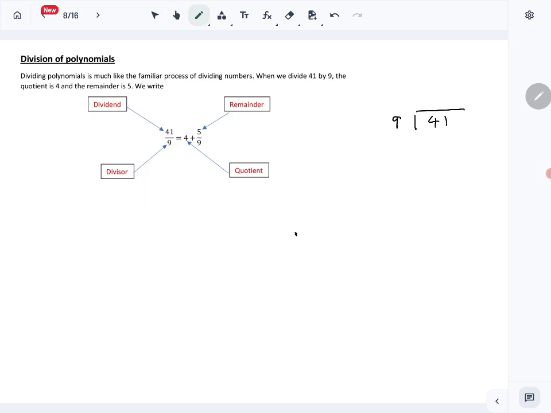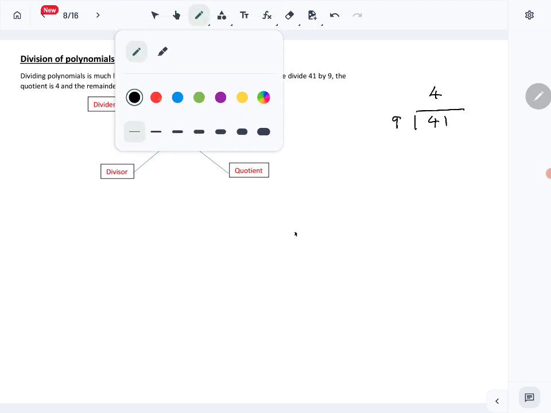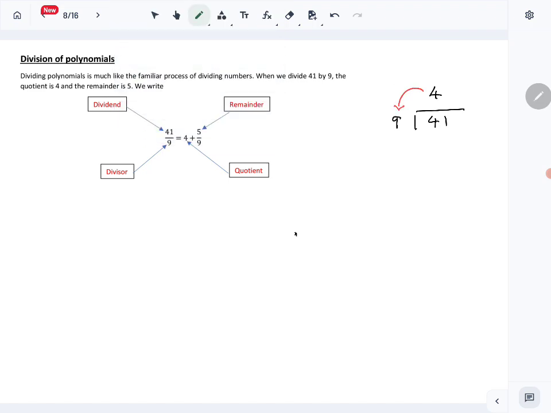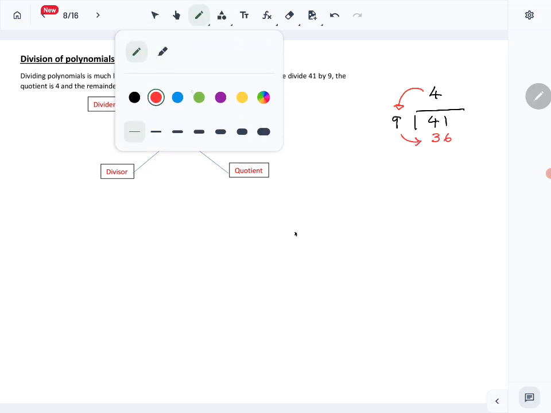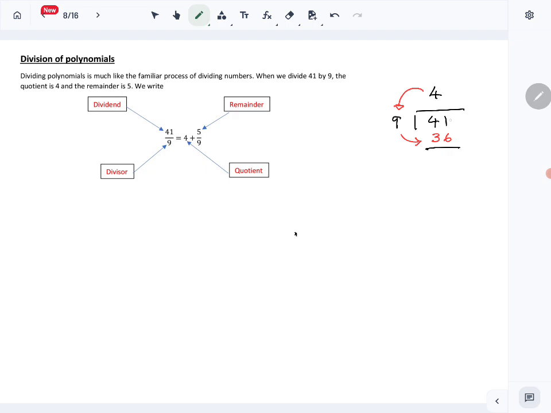So what do we do first? We look at how many 9s inside 41. How many? 4, right? Then what do we do? We multiply these two, 4 times 9, and put it under the dividend. So that is 36. Then what's the next step? We subtract these two numbers, you get 5, right? So are there any 9s inside of 5? No. So that means this is the whole number part, and the rest is the remainder.